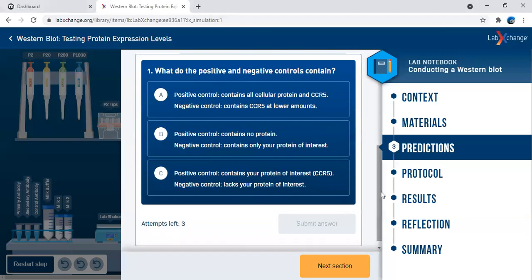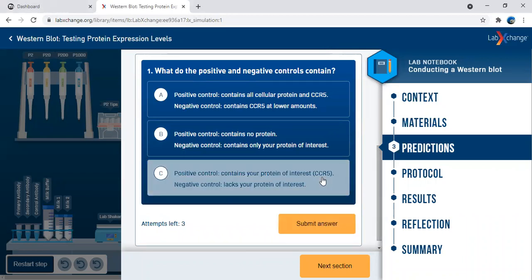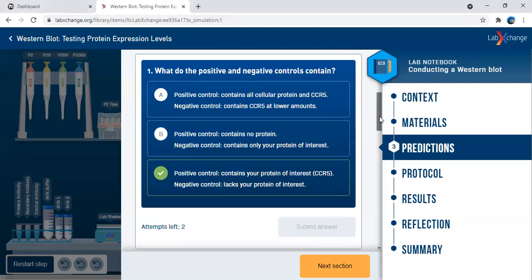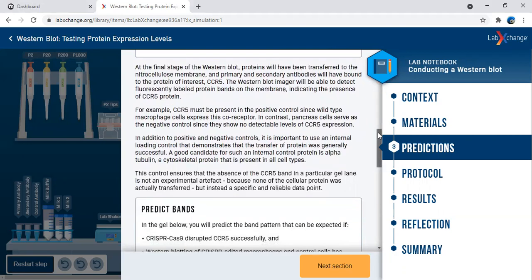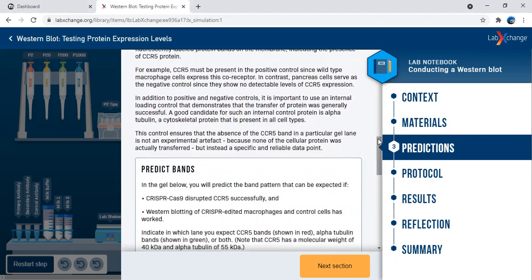So we're going to be using the positive and negative controls, which in the previous lab was stated would contain the protein of interest CCR5, and the negative control, the pancreas, wouldn't have any. So in the Western blot, the proteins would have been transferred to the nitrocellulose membrane. The primary and secondary antibodies will have bound to the protein of interest CCR5. The Western blot imager will be able to detect fluorescent-linked protein bands in the membrane, which would indicate the presence of CCR5.